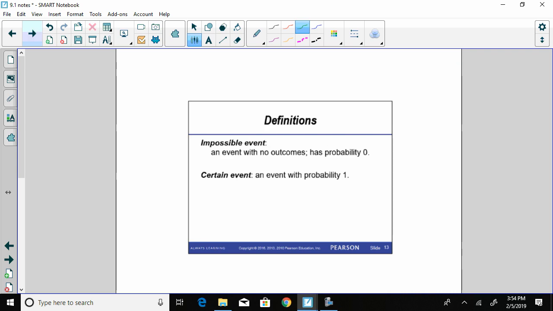Impossible event is an event with no outcomes, right? Not going to happen. Versus a certain event, probability is 1. So probability of 0, never going to happen. Let's see. The probability of me going to Mars, right? Never going to happen. I'm never going to go to Mars. I don't have the degree, I don't have the ability to get there, don't have the money, whatever.